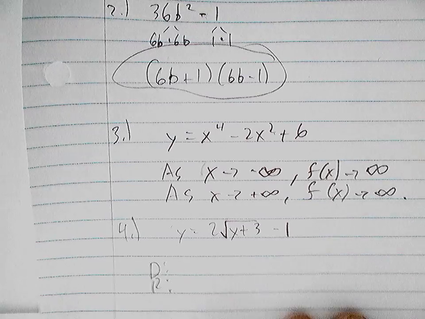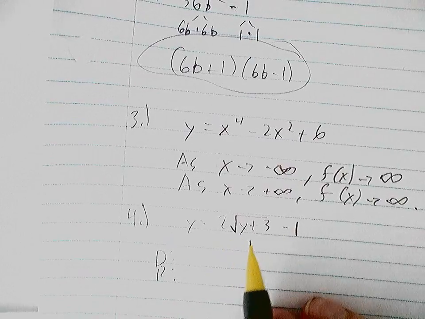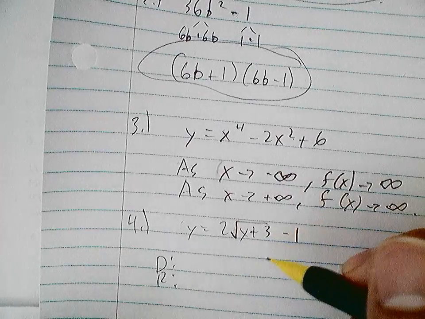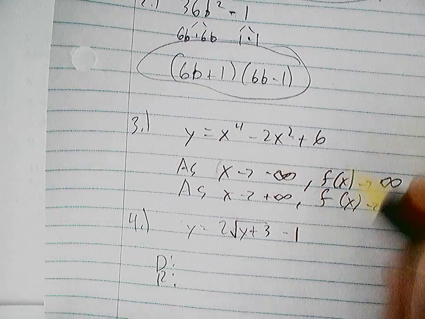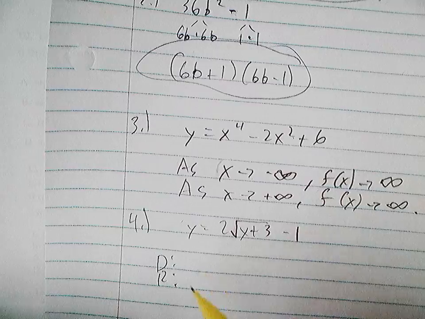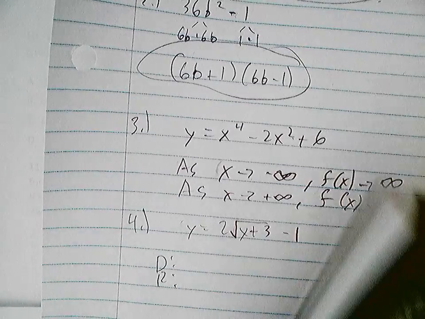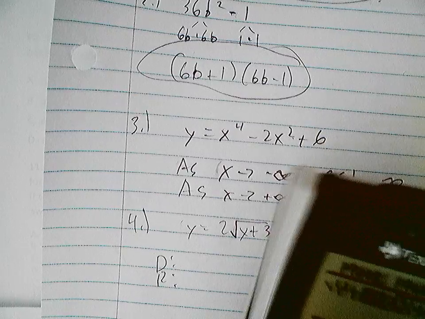Alright, number 4, we're asked to find the domain and range of the function 2 times square root of x plus 3 minus 1. So again, I'd say the easiest, most straightforward way that you'll be able to do this is just to look at the graph.